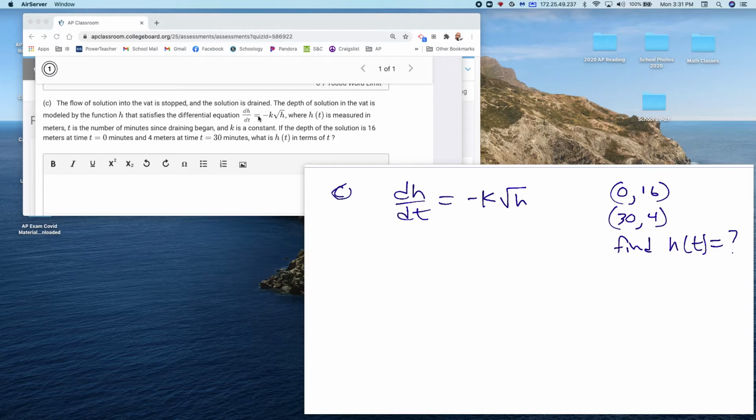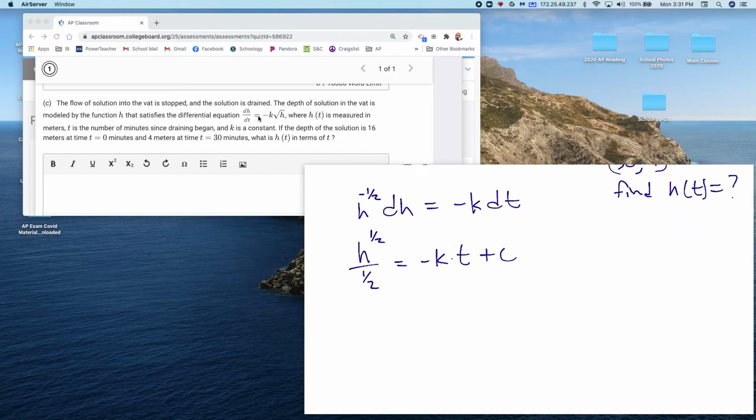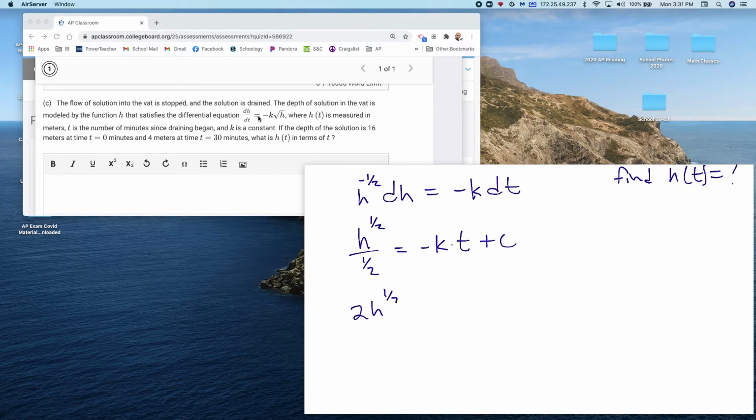Remember, you're only moving variables, don't move constants. So h to the negative 1/2 dh is equal to negative k dt. If I move that h to the 1/2 over to the other side, it becomes h to the negative 1/2. Then if we add 1 to the power, we get h to the 1/2 divided by 1/2 is equal to negative k times t plus c. So we have 2h to the 1/2 is equal to negative kt plus c.